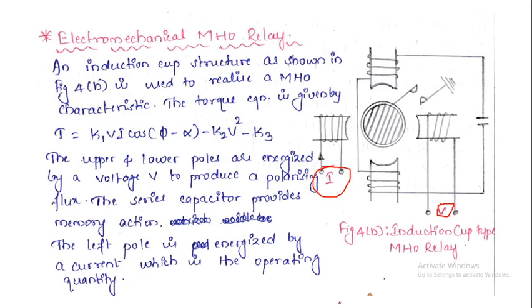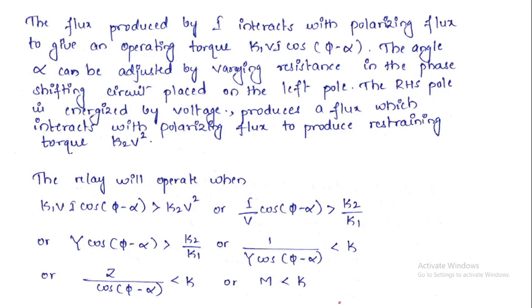So the torque is given by K1 Vi cos(phi minus alpha) minus K2 V square minus K3. The upper and lower poles are energized by a voltage V to produce a polarizing flux. The series capacitor provides a memory action. The left pole is energized by a current, which is the operating quantity. That is the only difference between the reactance relay and the Mho relay. The flux produced by I interacts with the polarizing flux to give an operating torque K1 Vi cos(phi minus alpha). The angle alpha can be adjusted by varying the resistance in the phase shifting circuit placed on the left pole.